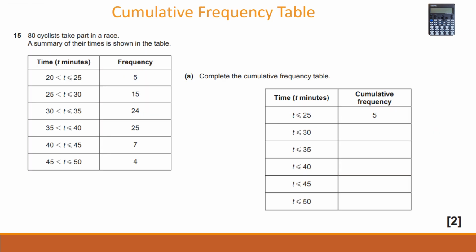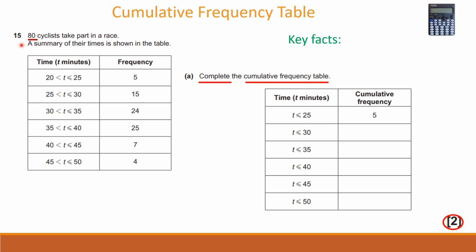This is a question on how to draw a cumulative frequency table. The keywords in the question are that we've got 80 cyclists, and this 80 that is told to us is going to be really, really important, because if you do it correctly, the number that appears in the bottom right hand corner here will be the same as the total number of cyclists. And we've got to complete the cumulative frequency table, and this is going to be worth 2 marks.